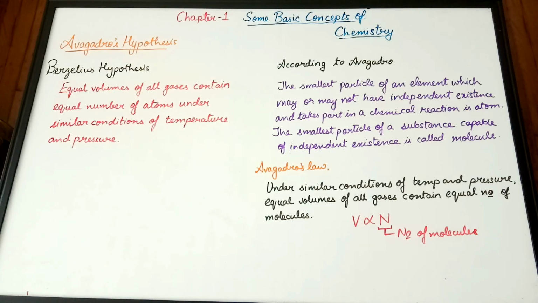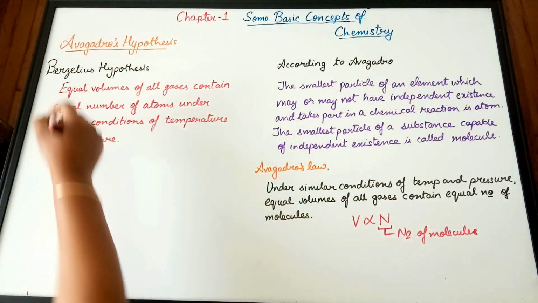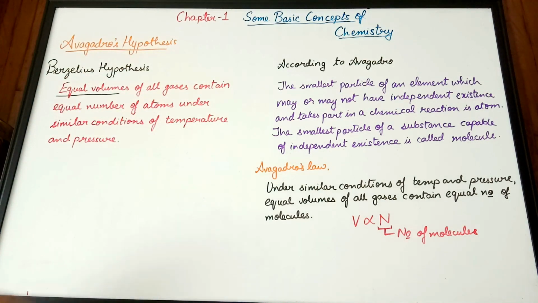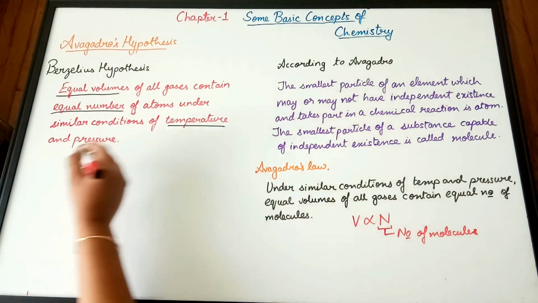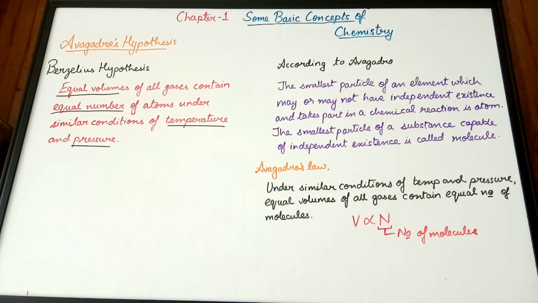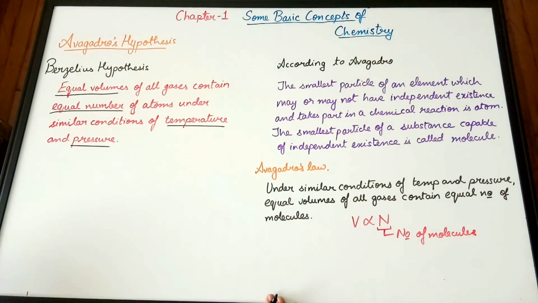So the main issue with Dalton's atomic theory was it was not able to explain Gay-Lussac's law of equal volumes of gases. So Berzelius in 1811 came up with a hypothesis which is called the Berzelius hypothesis, according to which equal volumes of all gases contain equal number of atoms under similar conditions of temperature and pressure, which meant that equal volumes of gases will have equal number of atoms under similar conditions of temperature as well as pressure.